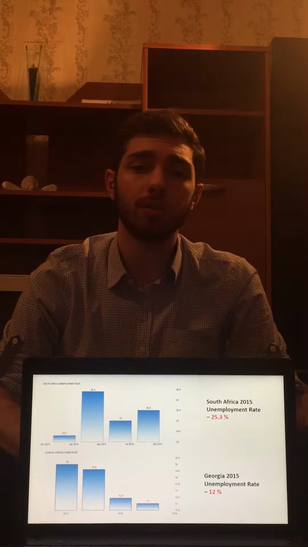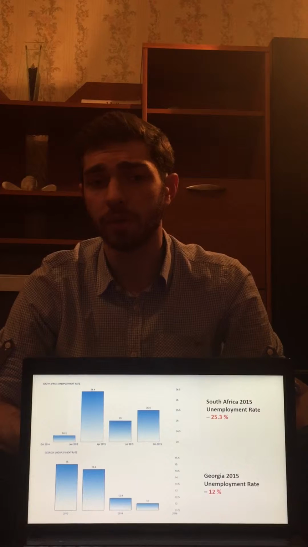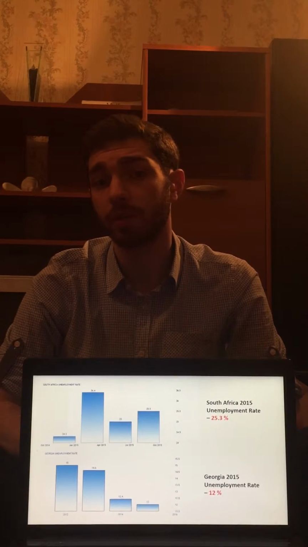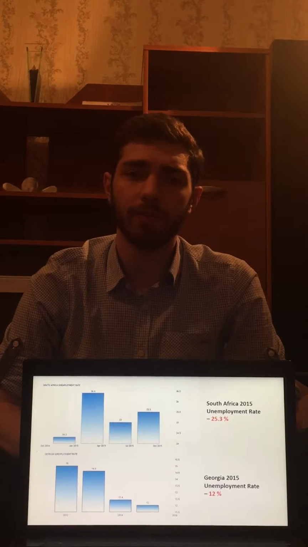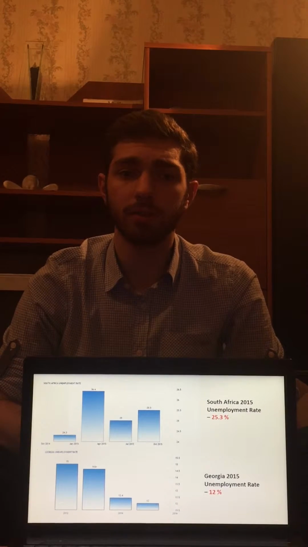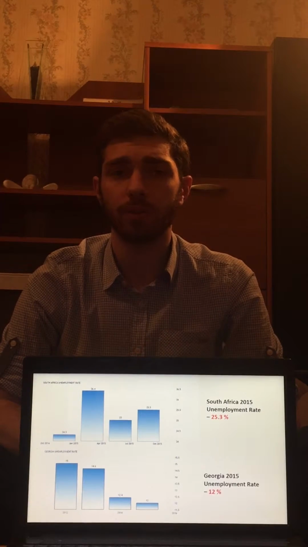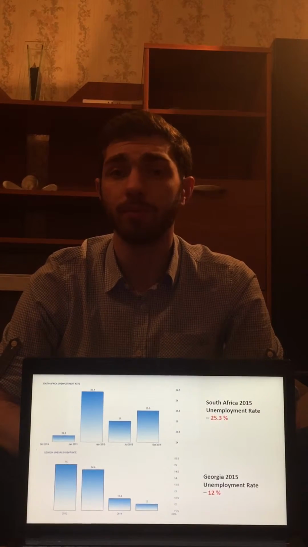The reason is not that Georgia is more developed than South Africa. The reason is that Georgia is located near Europe, while South Africa is located very far from Europe, as well as from USA.